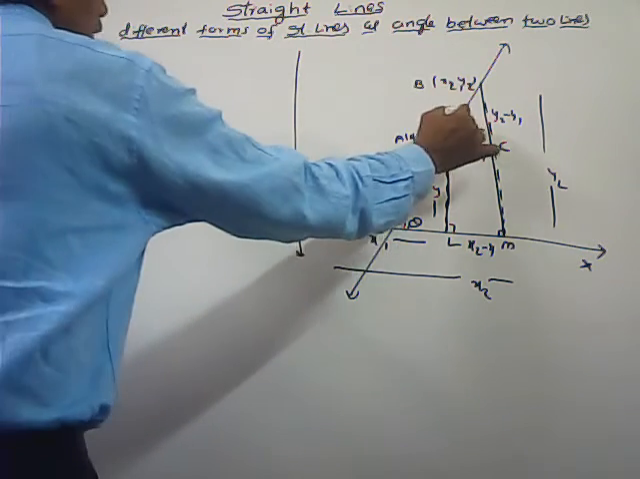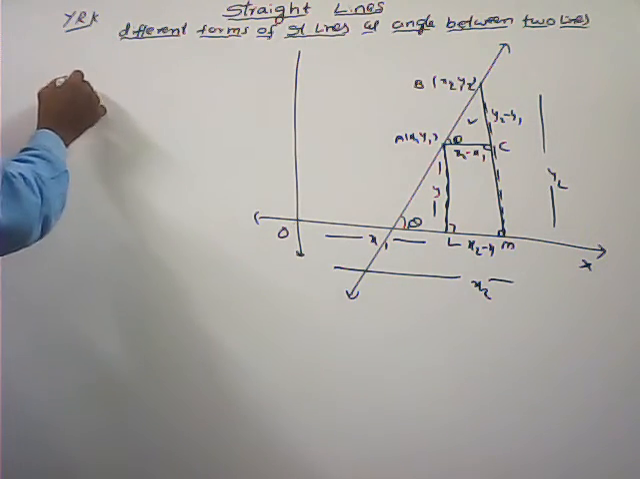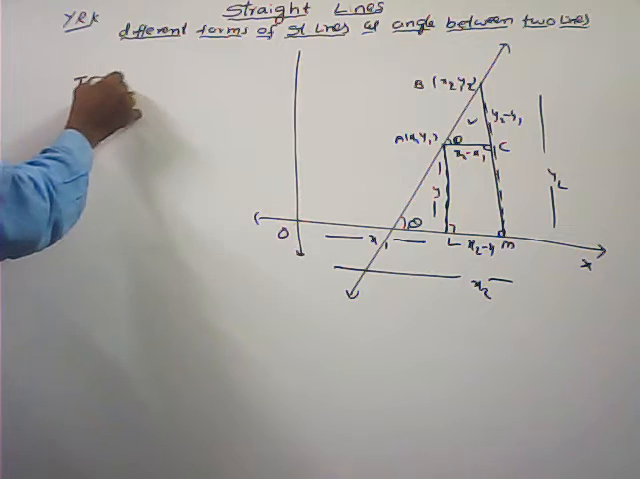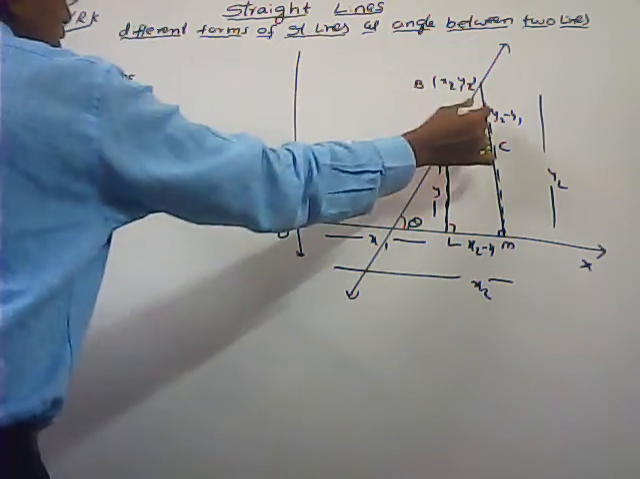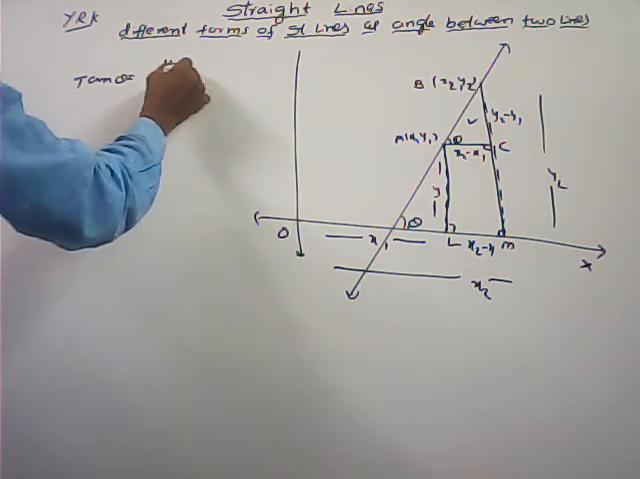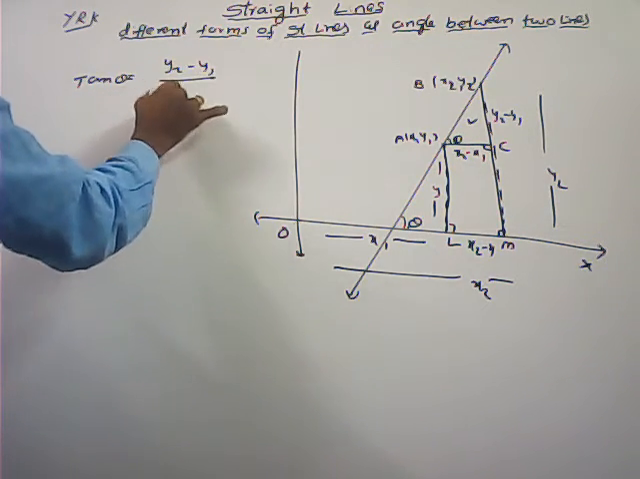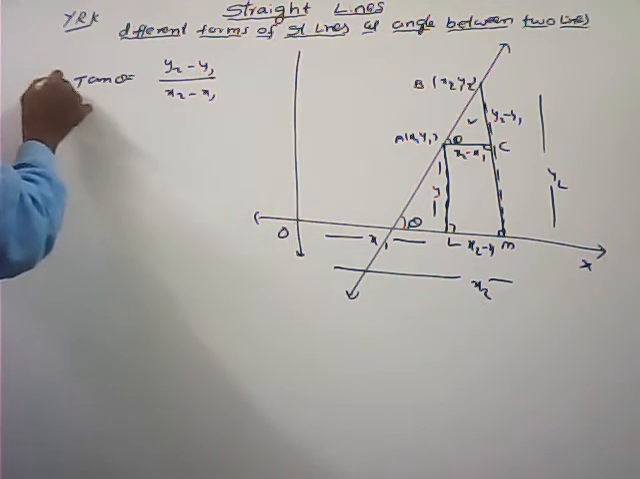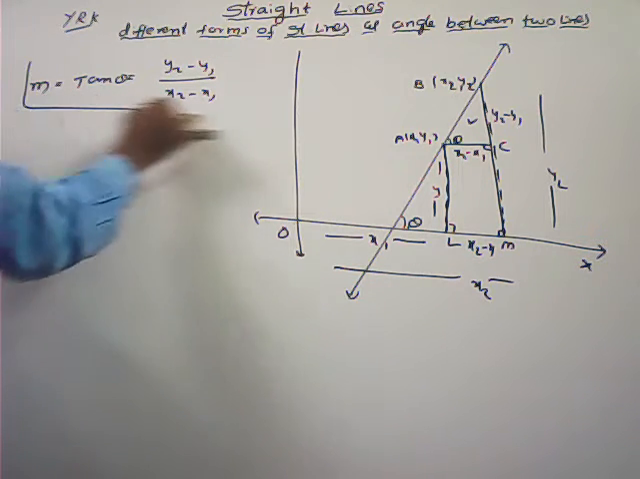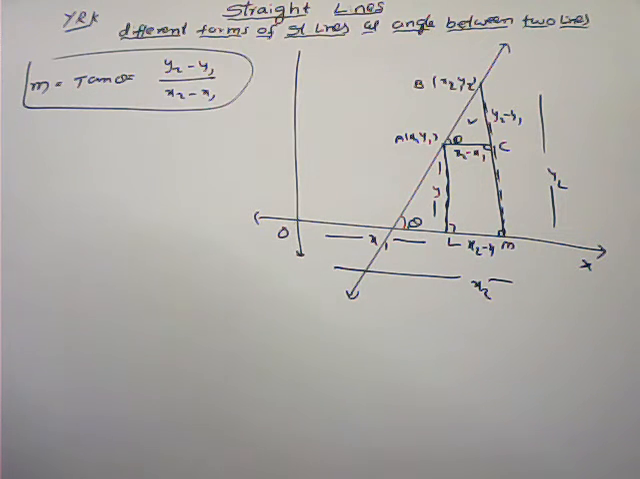In this triangle I am taking tan. Tan theta is equal to opposite side by adjacent side. What is the opposite side here? y2 minus y1 by x2 minus x1. Here tan theta we can represent with m. m is equal to slope of the line. Tan theta is equal to y2 minus y1 by x2 minus x1.